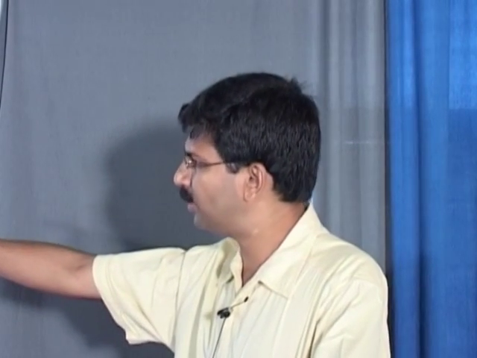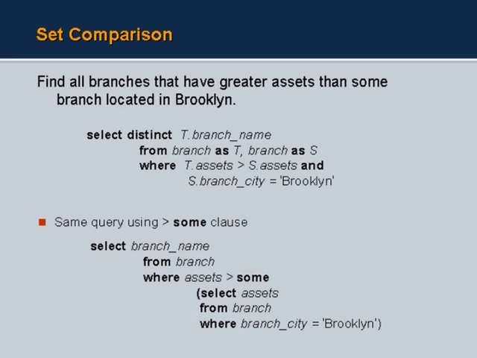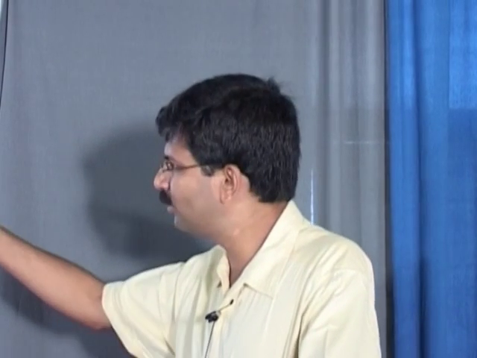You're not doing the cross product. What we are doing is, we take a particular branch and see if it is greater than something in here. It may be greater than 5 branches in Brooklyn. We don't care. This where clause returns true as long as there is some branch in Brooklyn which satisfies this. Even if there are 5, it will satisfy only once. The where clause is satisfied for this tuple. So each tuple in branch will get output in the result only once.